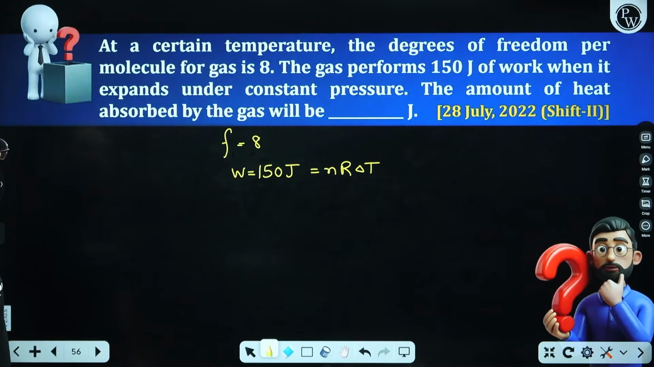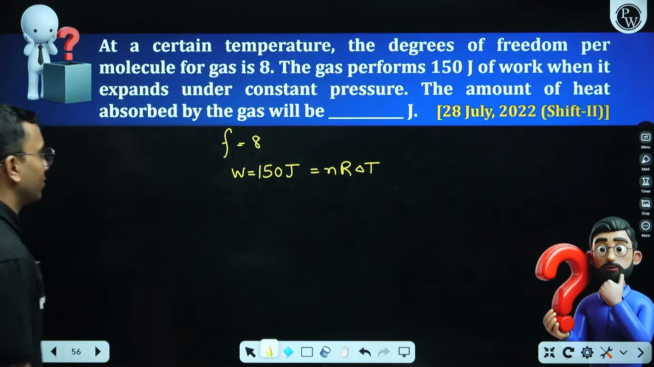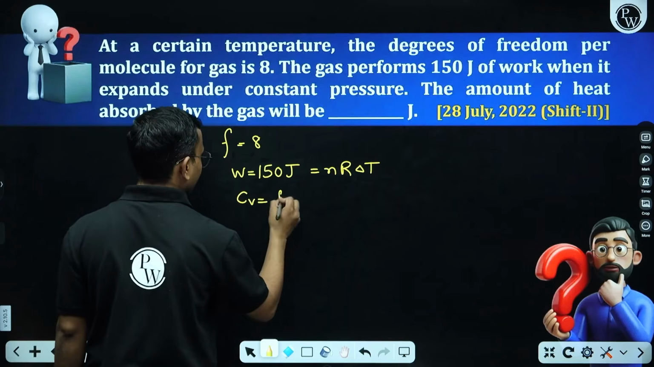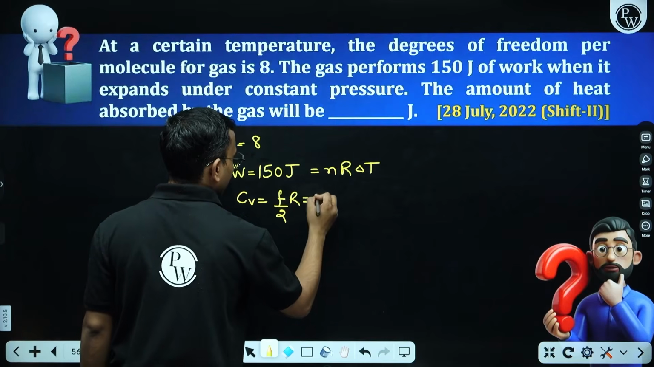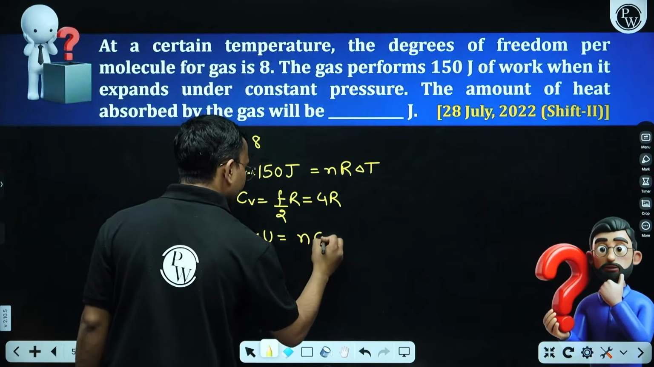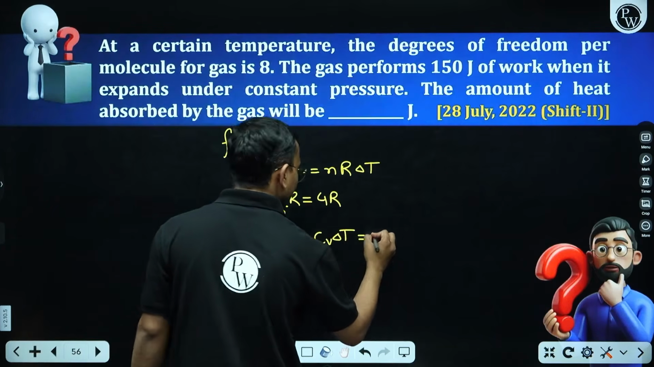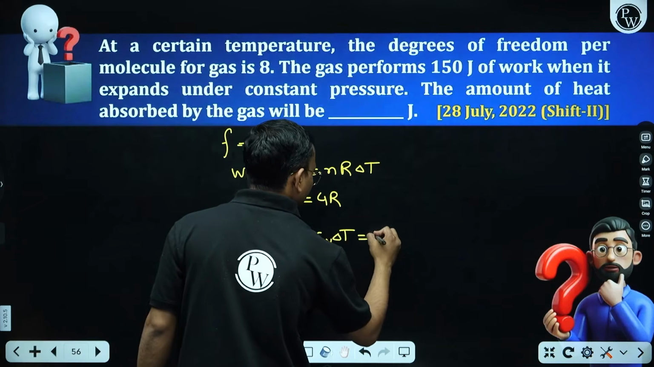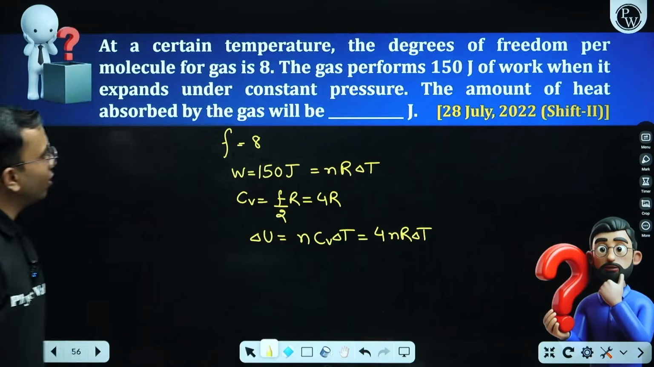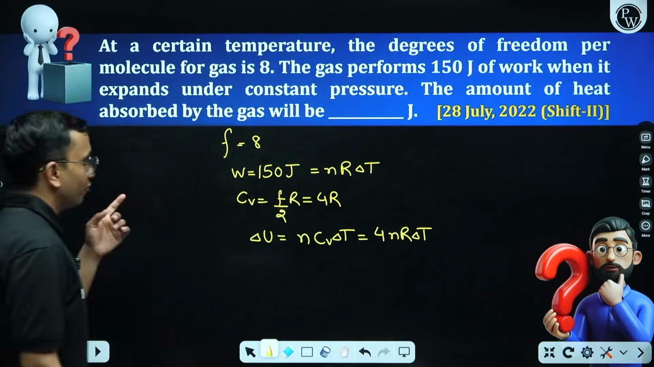The amount of heat absorbed by the gas will be... Degree of freedom is 8. It means my Cv is equal to F by 2 R, so that is 4R. So delta U is equal to n Cv delta T. What is it? 4 nR delta T. Yes, 4 nR delta T.